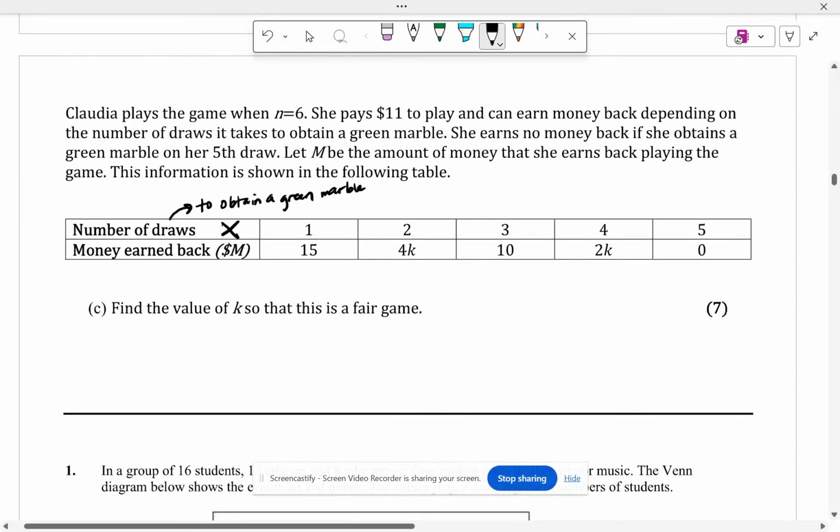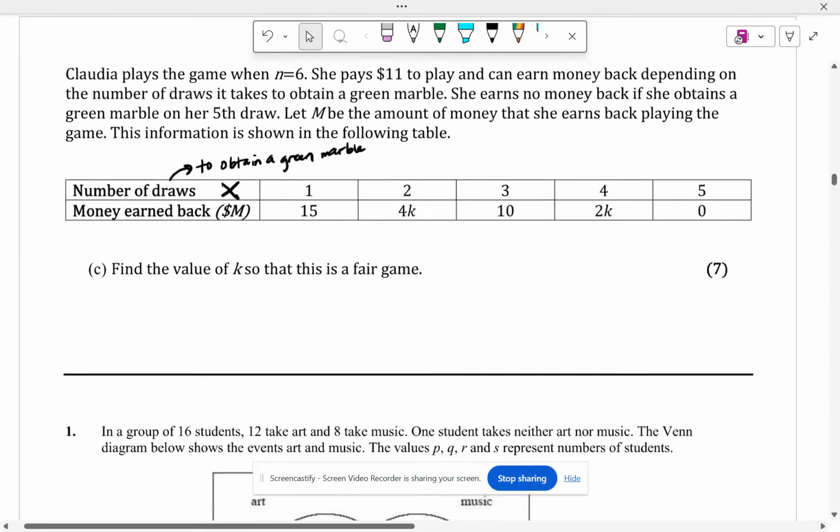She earns no money back if she obtains a green marble on her 5th draw. No money back. Go over to where it says green marble on a 5th draw, and you see that that's a 0. Okay, we're making sense of it. Let M be the amount of money that she earns back playing the game. This information is shown in the following table.